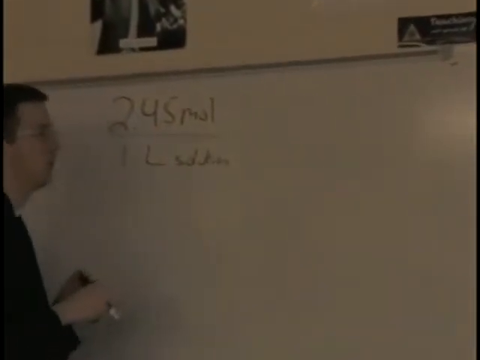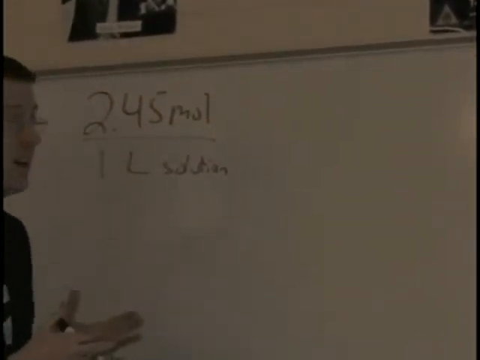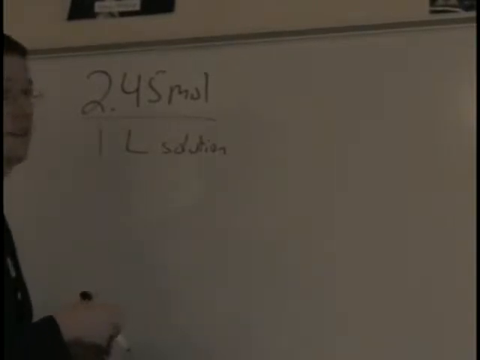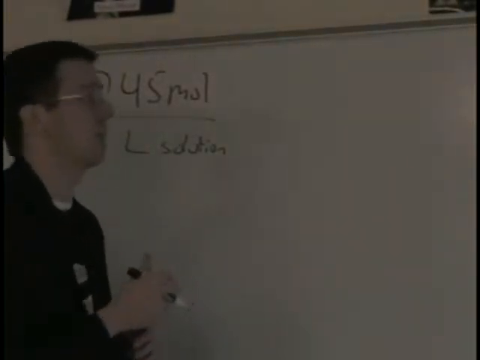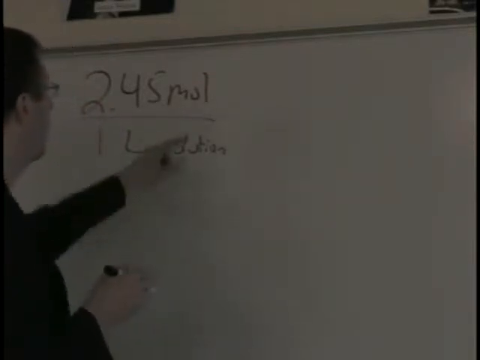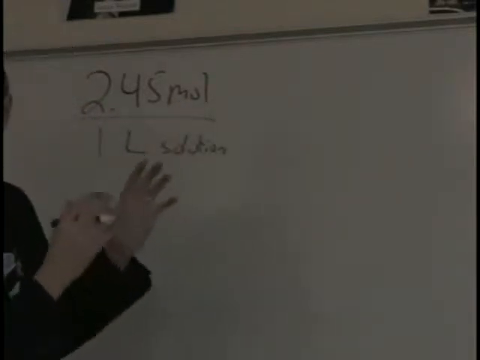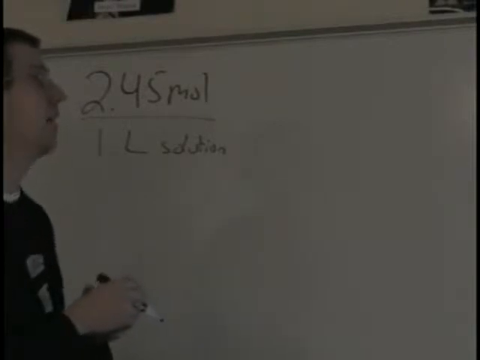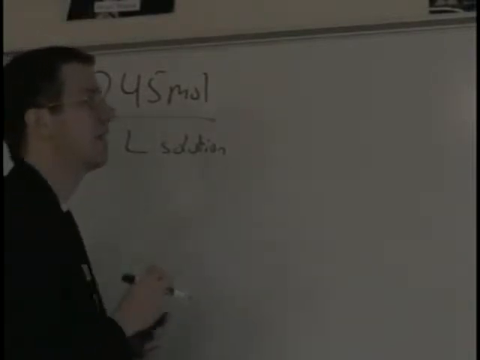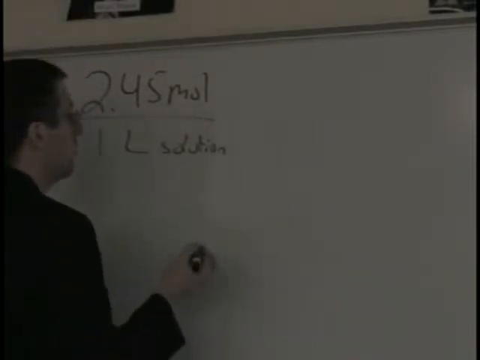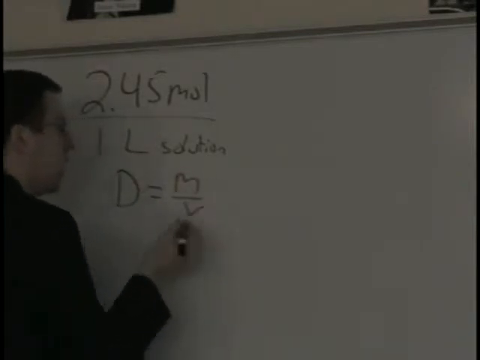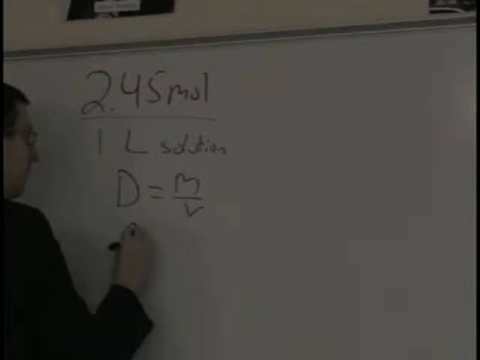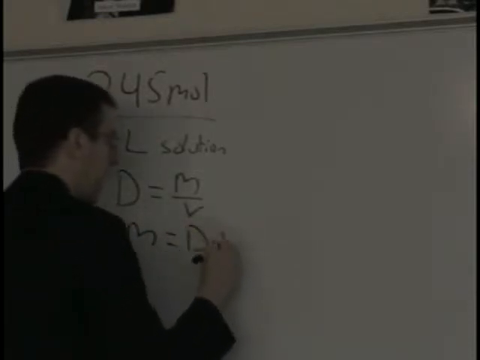So I find it helpful to jot down the parts that I need. Now in molality, the thing I want to get to at the end, it's moles of solute over kilograms of solvent. I already have the moles of solute part down, so that's the good news. You'll notice that in this problem it gives you the density of the solution. We need to use that density equation. Density equals mass divided by volume. I'm going to solve for mass. Mass equals density times volume.